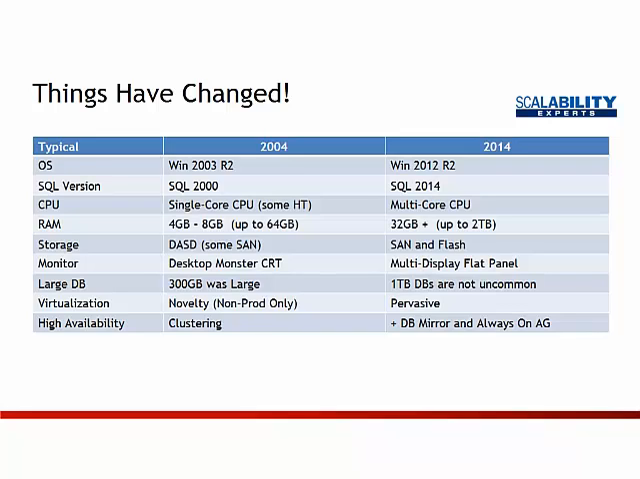And virtualization back then was a novelty. You would never use it for production, just for playing around. Now, it's pervasive. It's a necessity. A lot of organizations virtualize their entire SQL Server workloads. And last but not least, high availability. The only option 10 years ago was basically clustering. We still have that today, but also there's database mirroring and AlwaysOn availability groups that add to that.